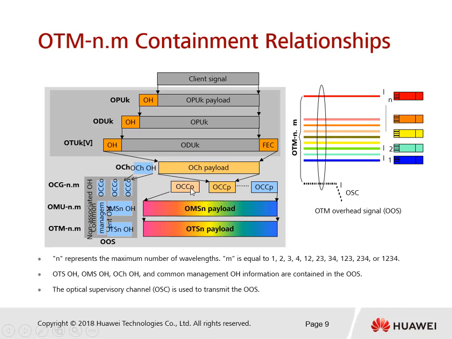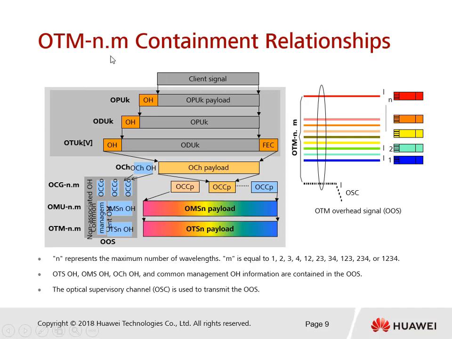And multiple optical channels serve as the payload for the OMS, because here we have the multiplexing unit. So this is the OMS payload. And then we send the signals to the FIU, that is the OTS payload. And here we have another one for the OSC. We call it OS, and we also call it non-associated overhead. That is the common management overhead that we use for monitoring. So these are the relationships in the OTM n.m.